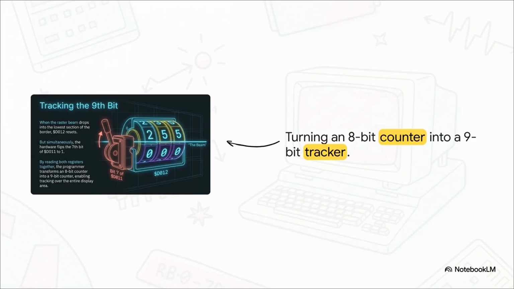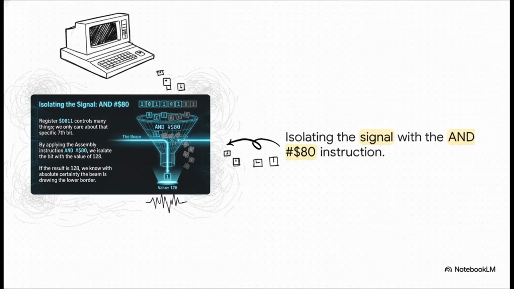9-bit map. Suddenly, you've got uninterrupted tracking covering the entire display area, from the very top border all the way down to the absolute bottom edge. And this brings us to a brilliant bit masking masterstroke.